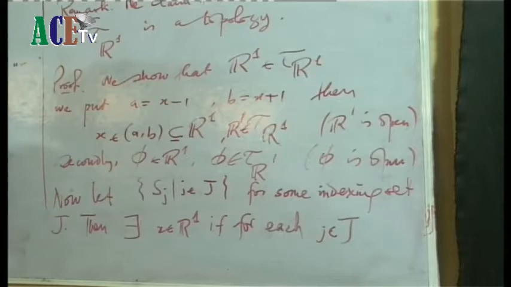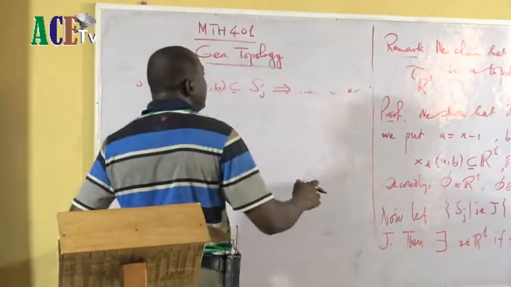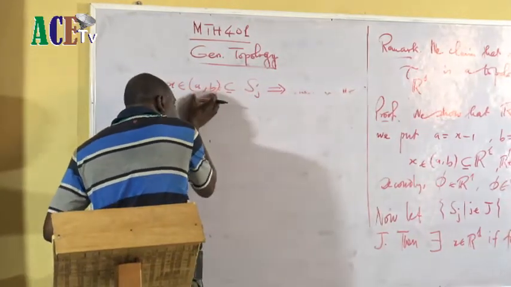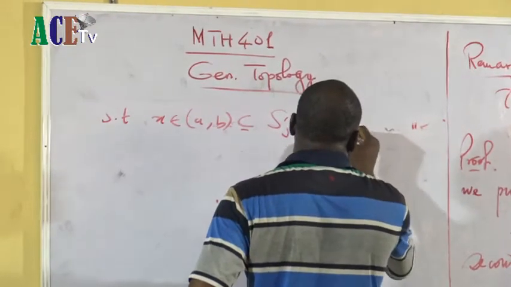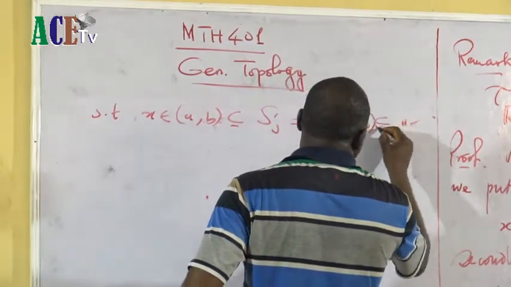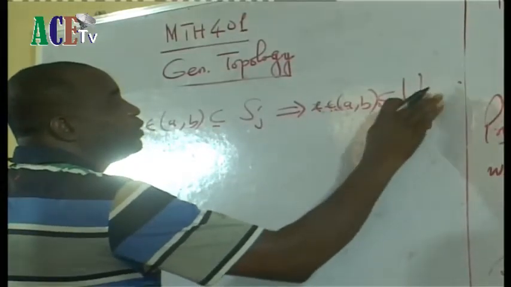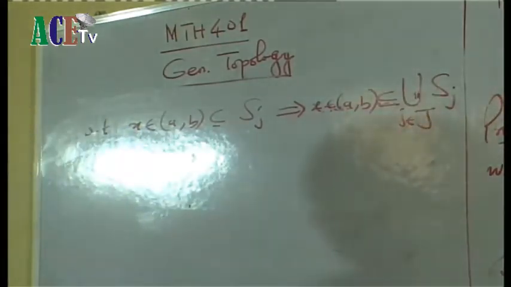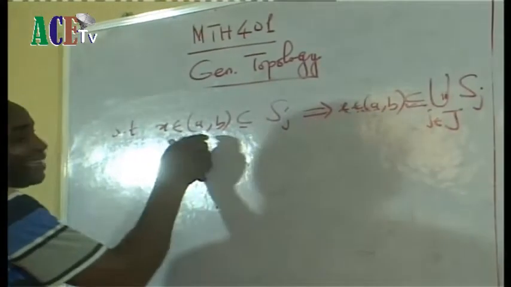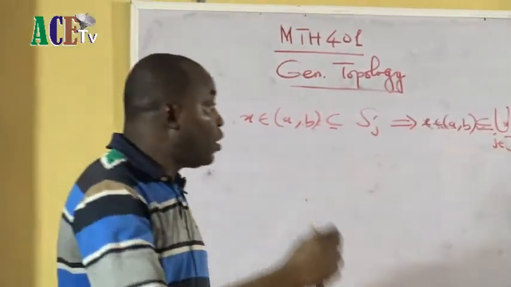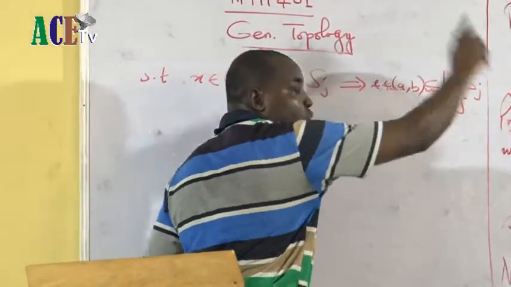This will also imply that if A can be contained in at least one of these, then if you take the union of this, you will still find this inside the union of this for whatever number of J's you have. So this also implies that X belongs to (A, B), which is also contained in the arbitrary union of SJs. So the condition for (A, B) to belong to the arbitrary union of this is that it belongs to at least one of them. So if it can belong to at least one of them, then it can be in the union of all of them.